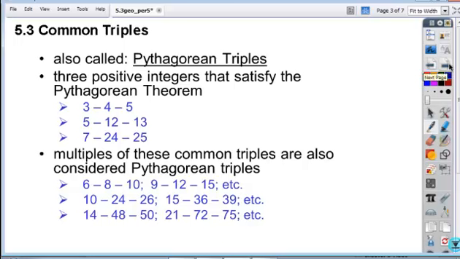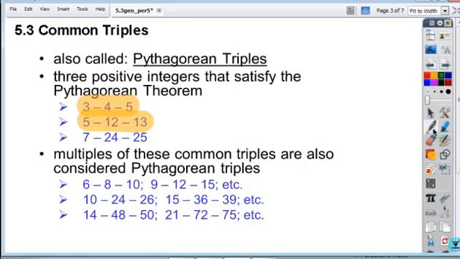The concept builds off the Pythagorean theorem, and that is anytime you have triangles with all integer sides. The two most common are the 3, 4, 5 and the 5, 12, 13. You are going to see these on standardized tests like the SAT or ACT. You are expected to be able to work with them very quickly. These are called common triples, or Pythagorean triples.